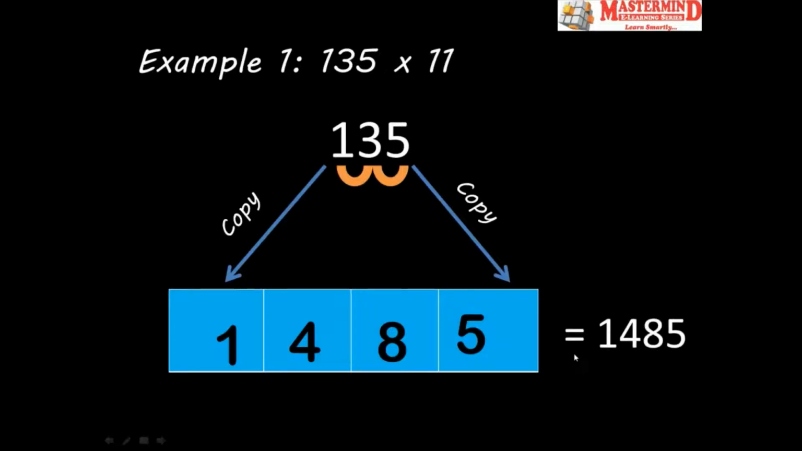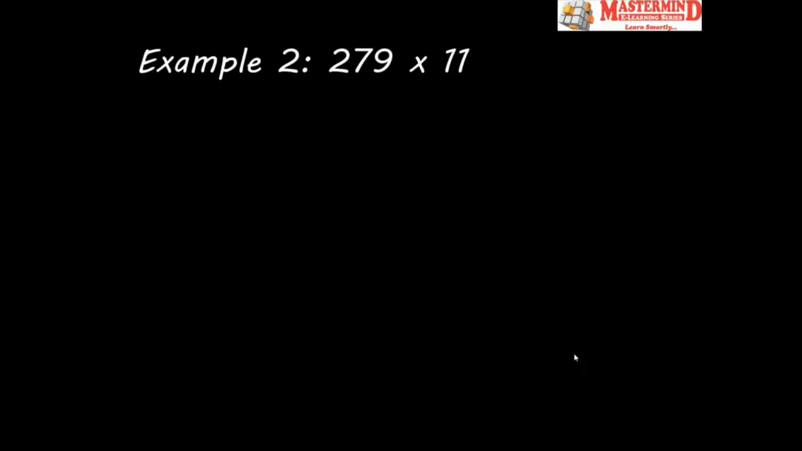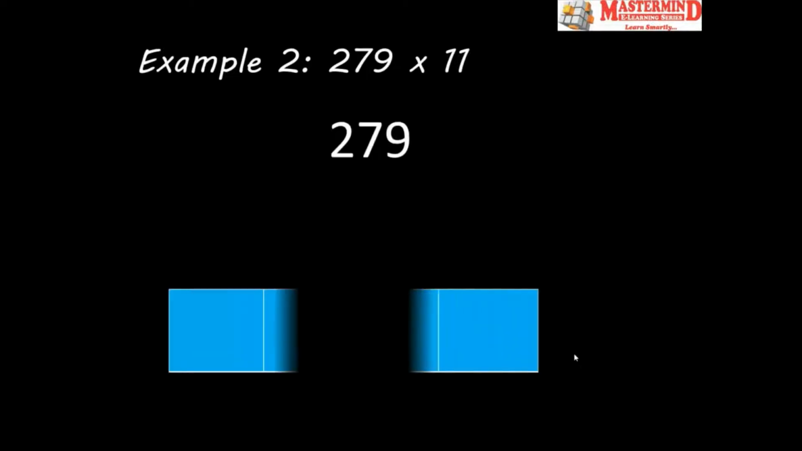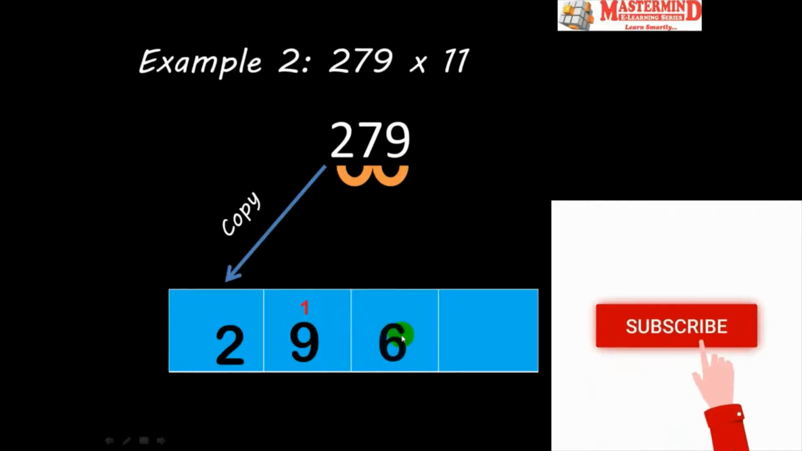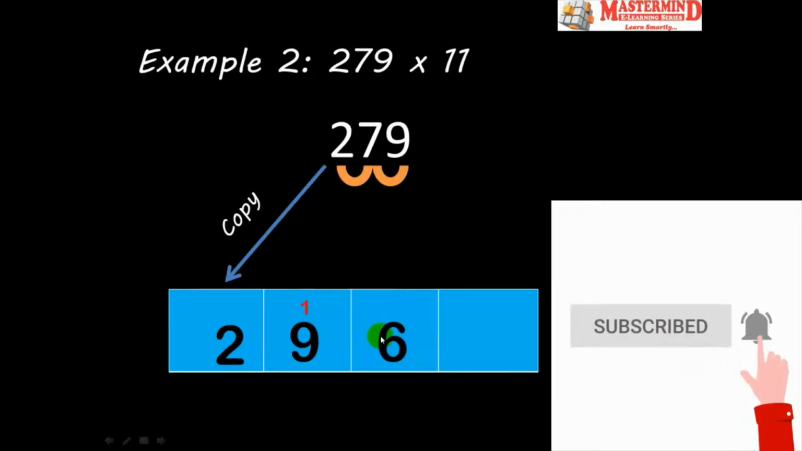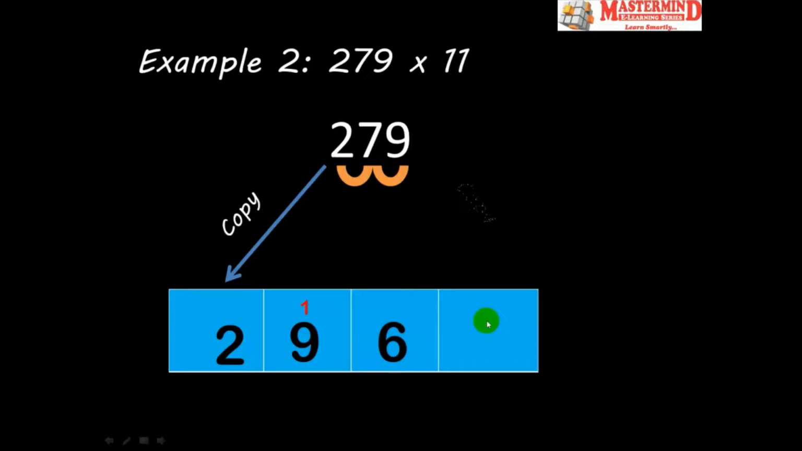Let's see another example where we have carryovers. So 279 multiplied by 11. So the first step is same. We copy the first digit as it is. Then we add the first and the second digits, that is 2 plus 7, which is 9. Then we add the second and third digits, that is 7 plus 9, which is 16. Now there is a 2-digit number, so we have 1 carryover here over 9 and 6 will be written over here. This is 16. And then copy the last digit 9 as it is.